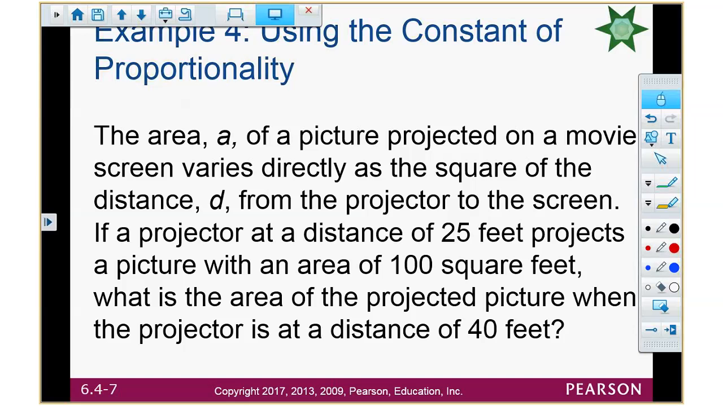Okay, look at this one. The area of a picture projected on a movie screen varies what? Directly. Y is equal to K times X. Why do they do this? See, I don't teach like this. They throw that D in there, and it's not time to throw the D in there. Okay, I'll go ahead and tell you what to do on this one because I don't agree with the way they're teaching it. That's why they've got people that fail the class. It's because they throw stuff in too quick. Varies directly as the square of the distance.